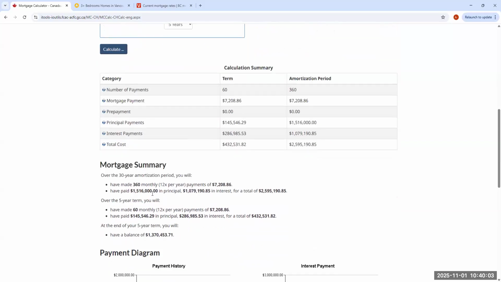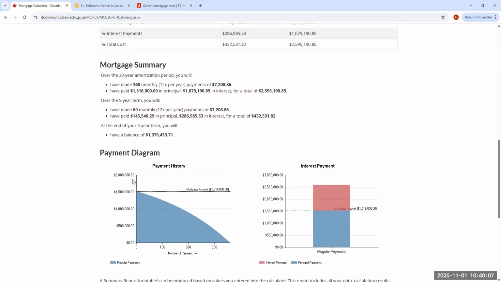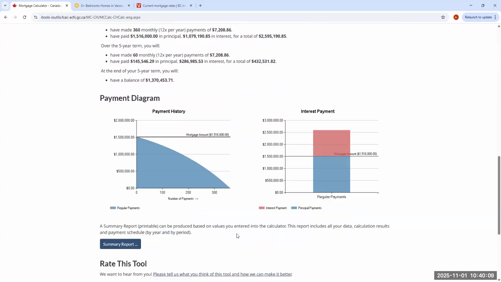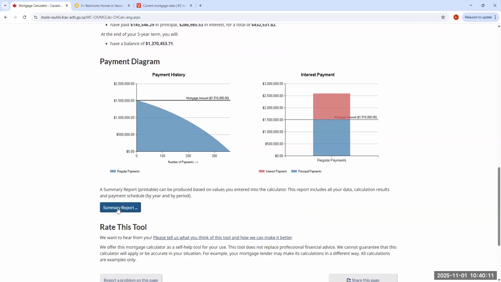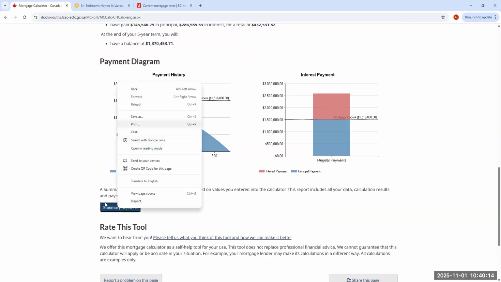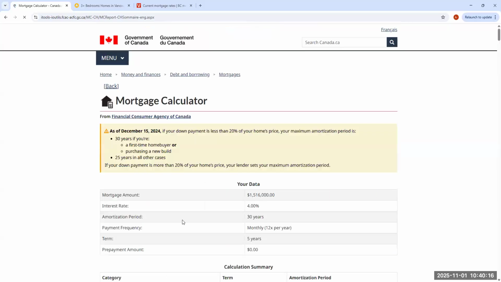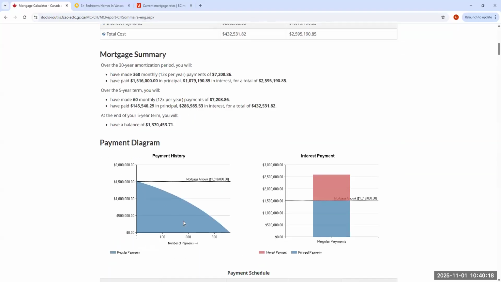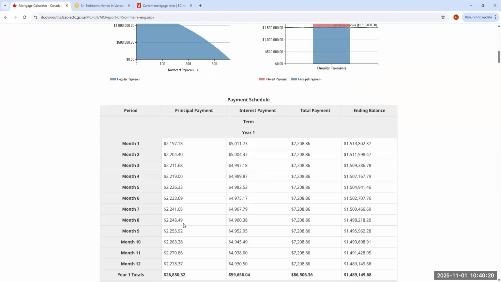Now, if we go further, we're gonna see this mortgage summary. And if you go further, you're gonna see the diagram. If you go further, you can open this summary report. Let's open this summary report. And the summary report is gonna look like this. This is your payment amount.